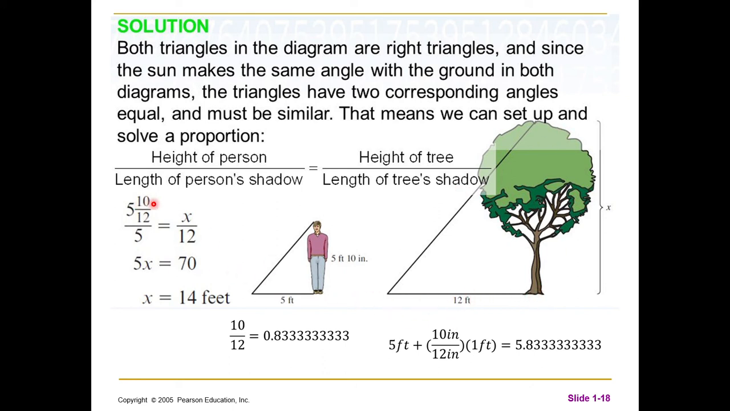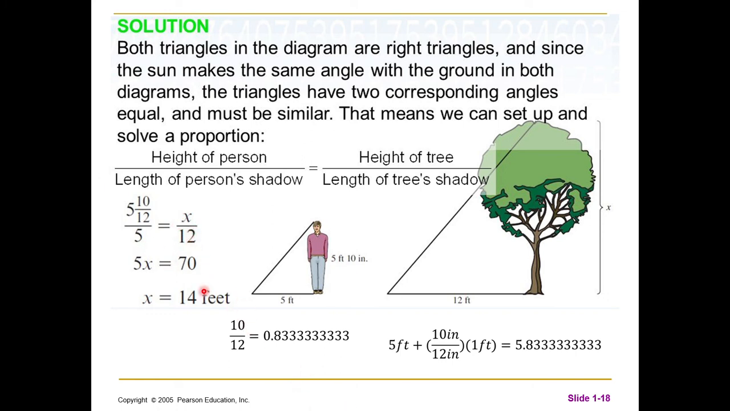So nakita natin dito, kasi ang height ng lalaki is 5 feet and 10 inches. So we have to convert into feet. So alam natin 12 inches is equal to 1 foot, di ba? So makita natin conversion yan. So 10 over 12 is 5 over 6 or 0.833. So plus 5, that is 5.83 over 5 is equal to x over 12.